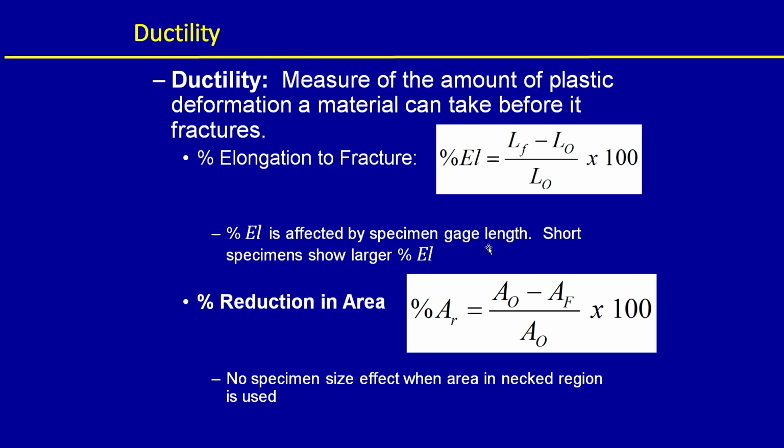On the other hand, there is another parameter which can be used to measure ductility, that is called percentage reduction in area. This is nothing but A0 minus AF divided by A0. A0 is the original cross sectional area, AF is the final cross sectional area, and this has no specimen size effect. Whether you use a big specimen or a small specimen, this value will not depend on that, but elongation will depend on this.